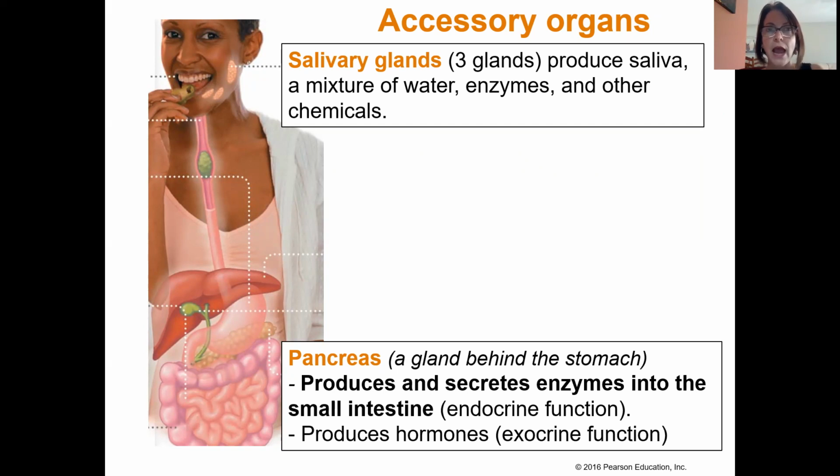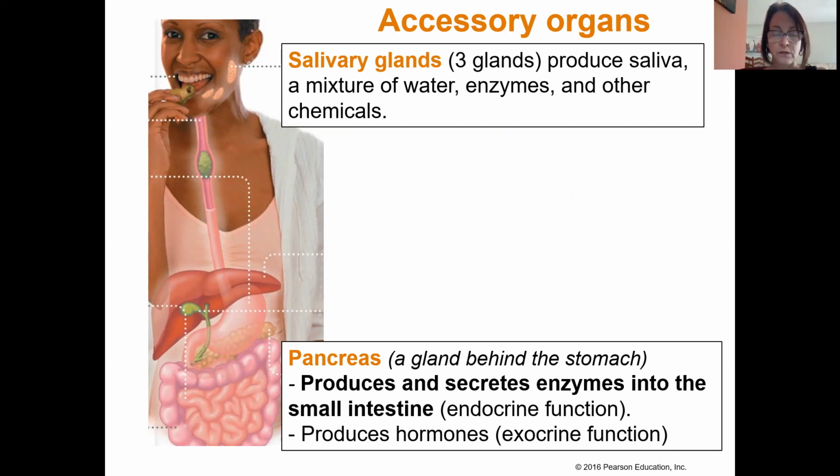Some organs help us to get these fluids or secretions that will help us in digestion. They are not in contact with food, but still we need them during digestion. For example, the salivary glands. There are 3 glands. They produce saliva, which is a mixture of water, enzymes, and other chemicals that helps you in digestion. The other accessory organ is the pancreas, which is a gland that we have behind the stomach.